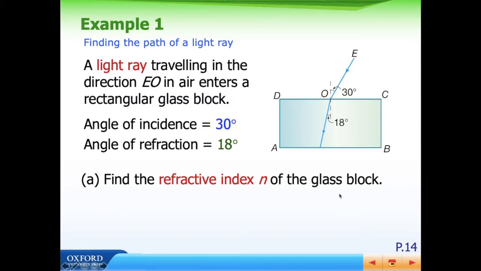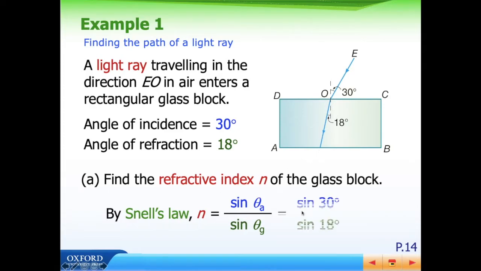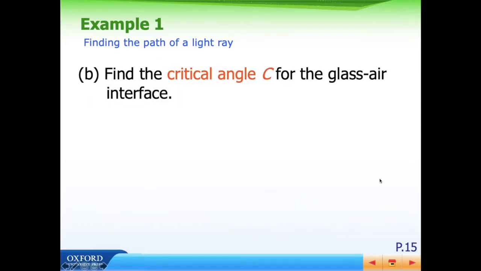To find that, all we have to do is use the concept of Snell's law. Using Snell's law, we are able to calculate the refractive index of this glass block. That is equal to sine 30 over sine 18 degrees, which is equal to 1.62. Now, the refractive index is equal to 1.62. Letter B question says that you need to determine the critical angle C for the glass-air interface.